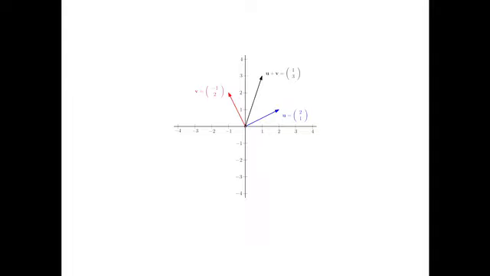Now we can see that going along the vector u plus v is the same as going along u and then going along v. So addition of vectors can be thought of as this top-to-tail composition of directed line segments.